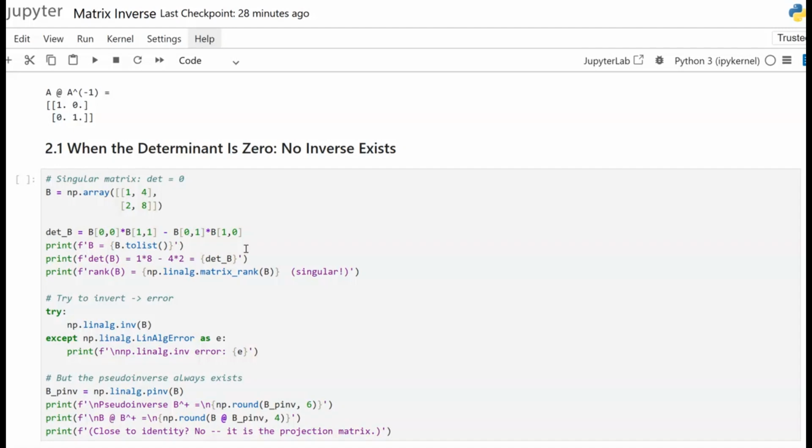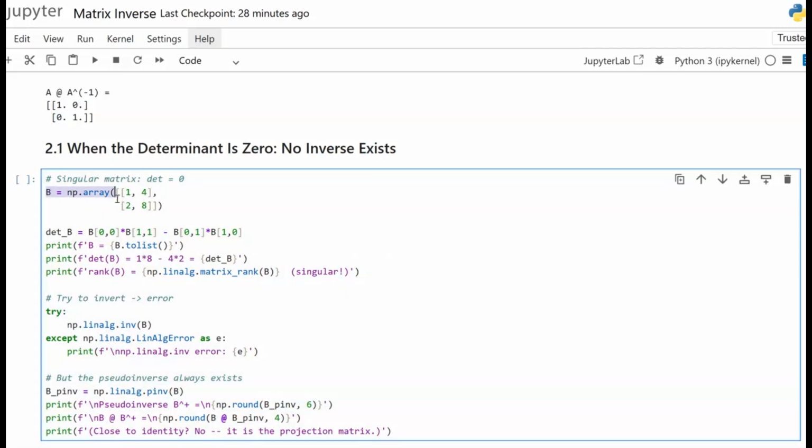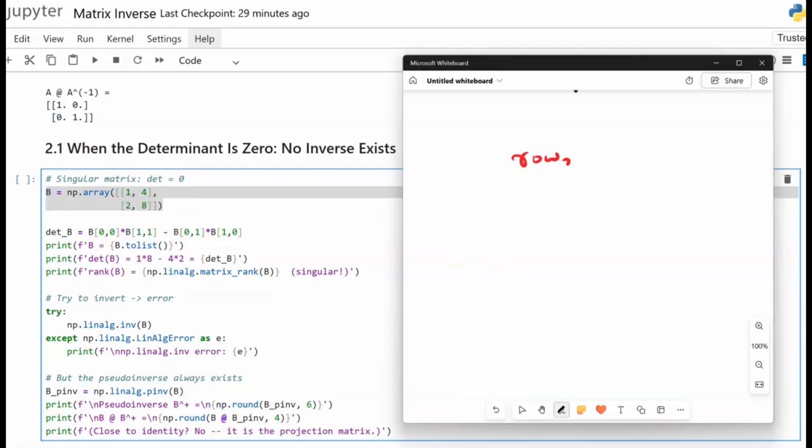So dear friends, kindly observe here we have our singular matrix B, which is equal to 1, 4, 2 and 8. Row 2 is equal to 2 multiplied by row 1. Is it yes or no? So kindly see here 1, 4, 2 and 8. This exact row 2 is twice row 1. So here the rows are linearly dependent. So this exact matrix is rank deficient.